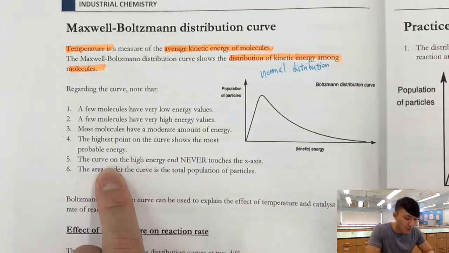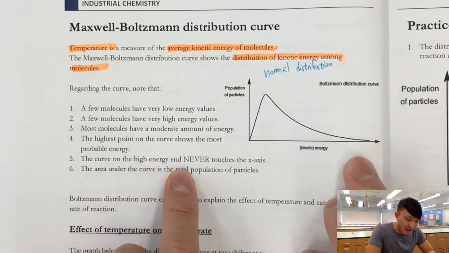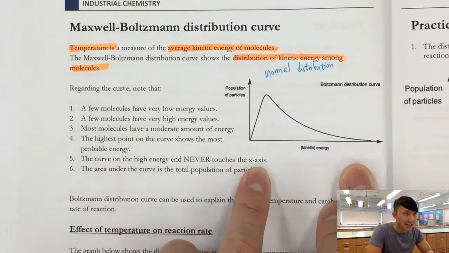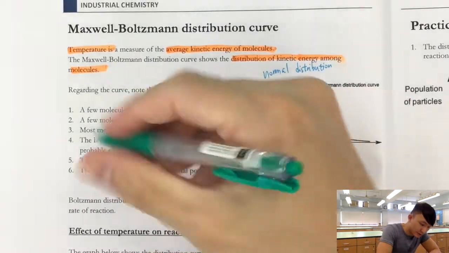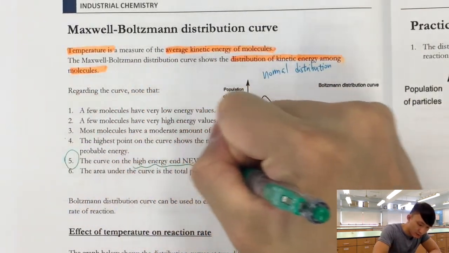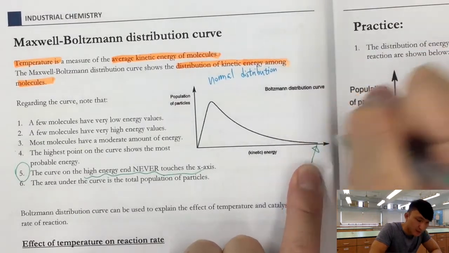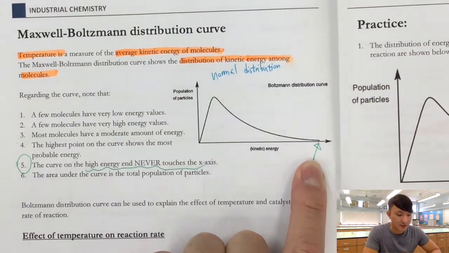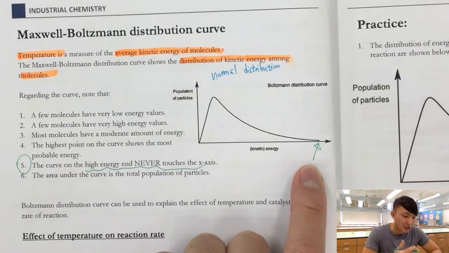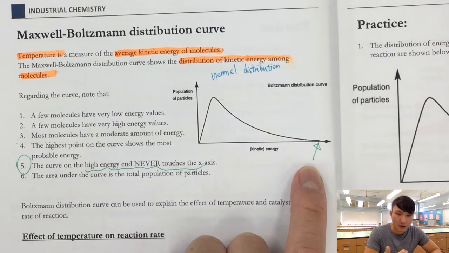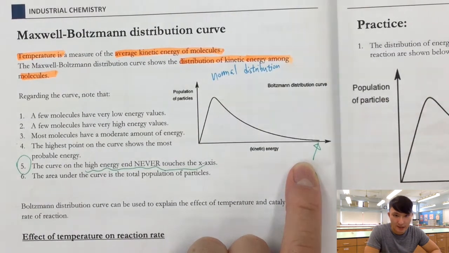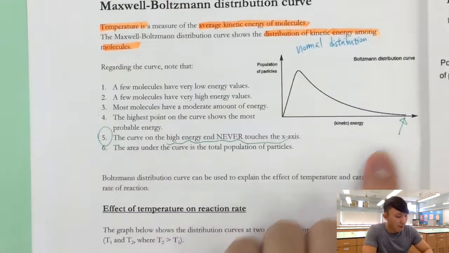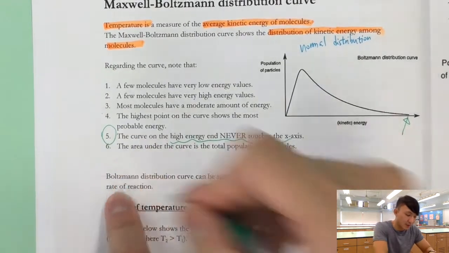Okay, the curve on the high energy end never touches the x-axis. Can you notice that here? So it never touches the x-axis. Okay, when you are asked to sketch the Maxwell-Boltzmann distribution curve, make sure that you have the curve not touching the x-axis. Okay. Also, here, this is also important.